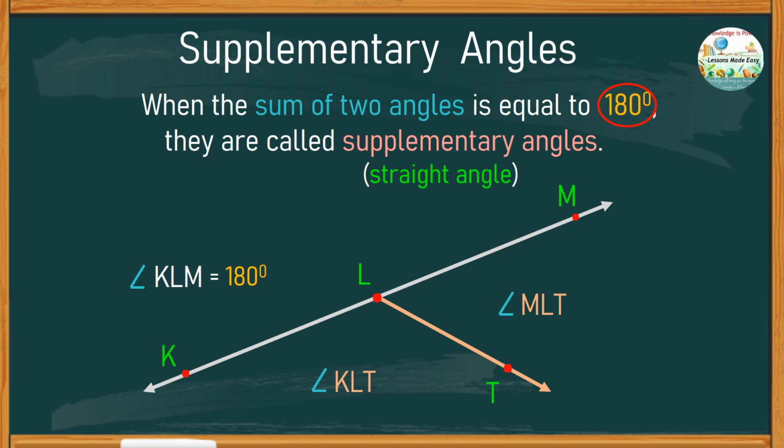If the measurement of angle KLT is 110 degrees, what would be the size of the angle MLT? If these two angles together make 180 degrees, subtracted by 110, therefore the remaining angle is 70 degrees.